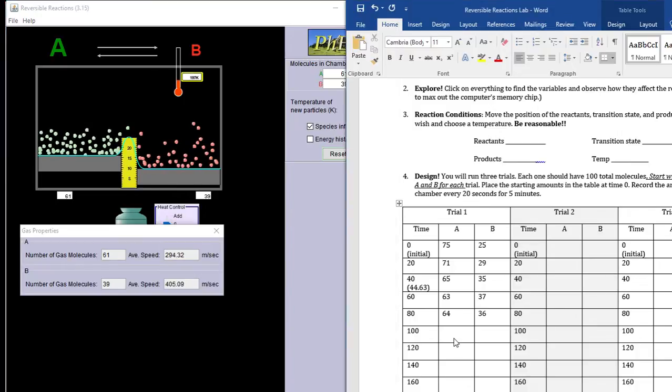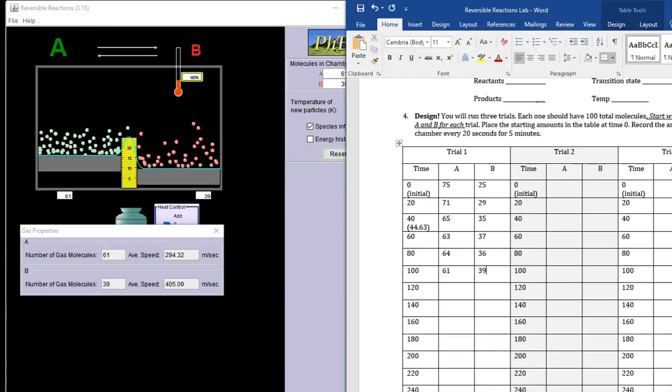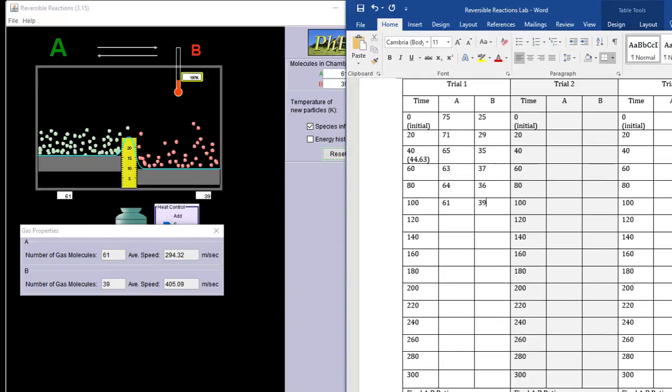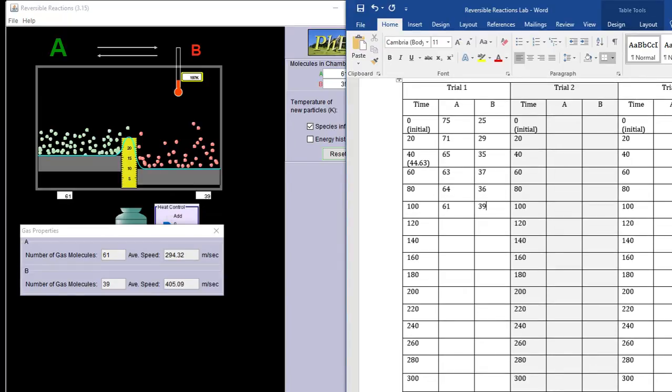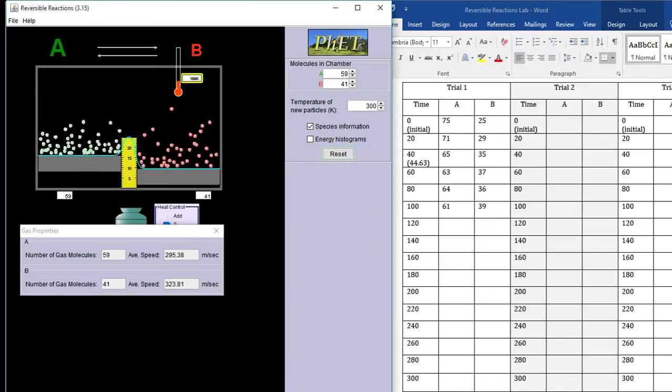All right, for 100 seconds, or a little over 100 seconds and change, 61.39. All right, and we're going to continue. I want to get here the full set of data, so I'm going to keep collecting until I get a final. We're going to get to 120 and stop.